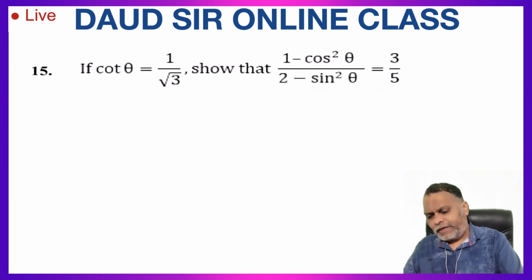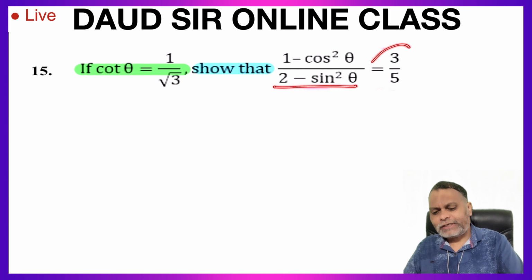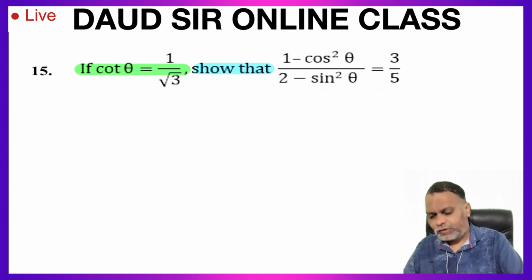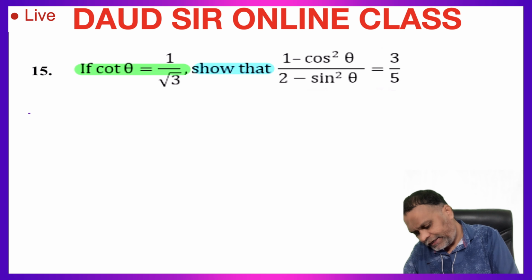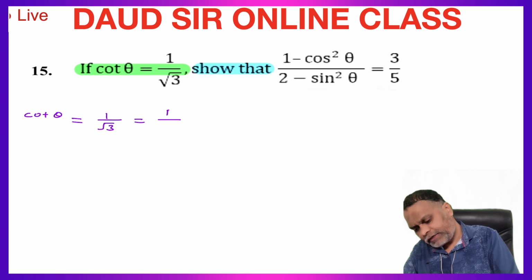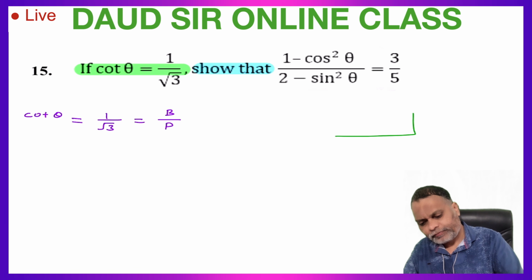Question number 15. If cot theta is equal to 1 upon root 3, show that 1 minus cos square theta upon 2 minus sin square theta is equal to 3 upon 5. So take this, cot theta is equal to 1 upon root 3, it is given. Basically cot theta is base upon perpendicular. Make one right angle triangle.